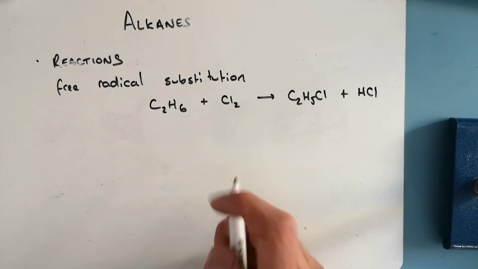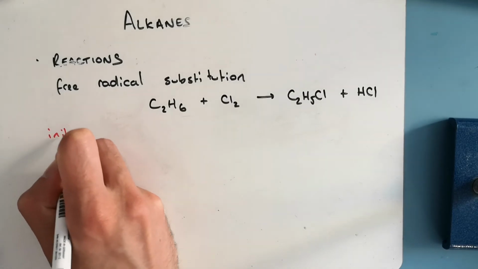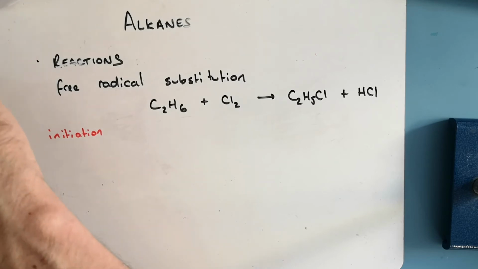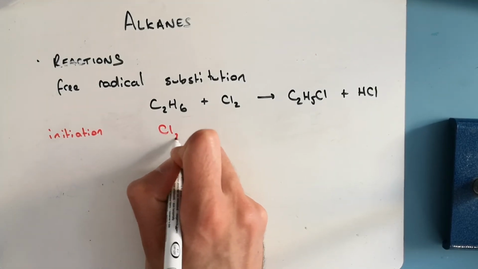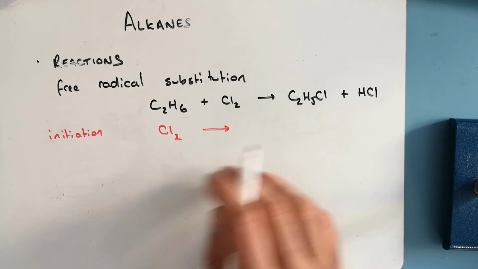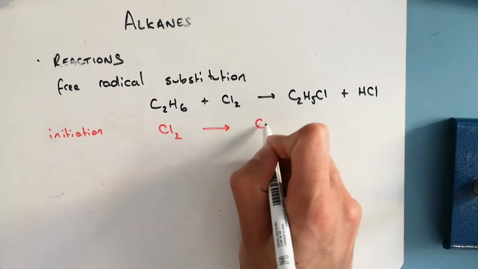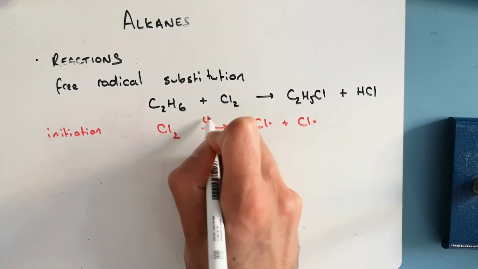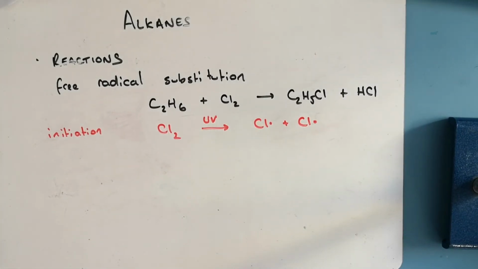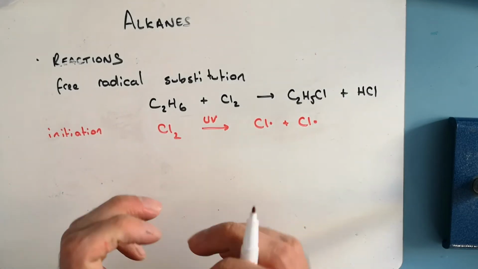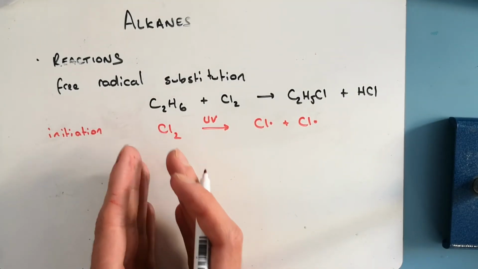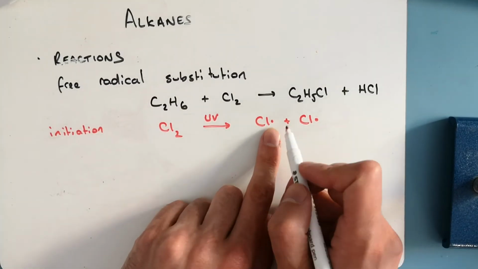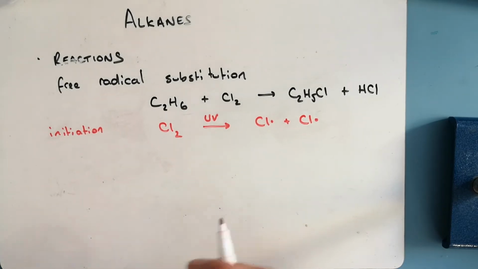So, first step we call the initiation. And what happens in the initiation step is our chlorine homolytically splits into 2 chlorine free radicals, and it does this in the presence of UV light. So UV light comes down, shines on the Cl2, it splits it evenly. So the 2 electrons in the bond between the chlorines, one goes to one chlorine, one goes to the other. So now we've got an unpaired electron on each, which makes it quite reactive.